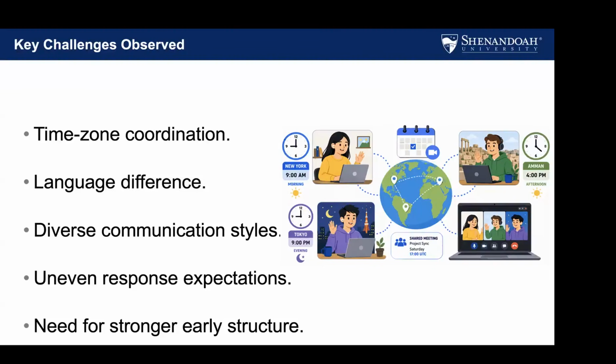And the last challenge, there is a need for stronger early structure. COIL teams benefit from clear expectations, roles, tools, meeting schedules, and milestones from the beginning. A strong early structure helps students avoid confusion, manage deadlines, and build productive collaboration faster.